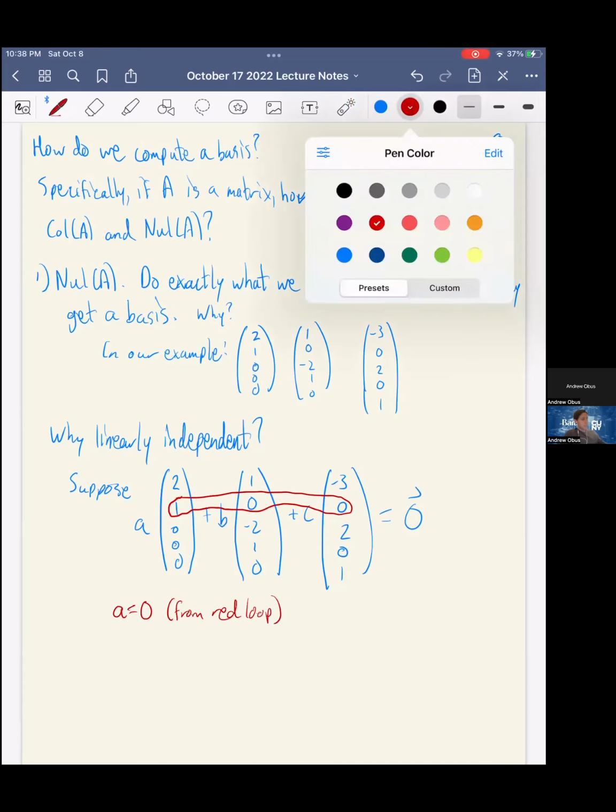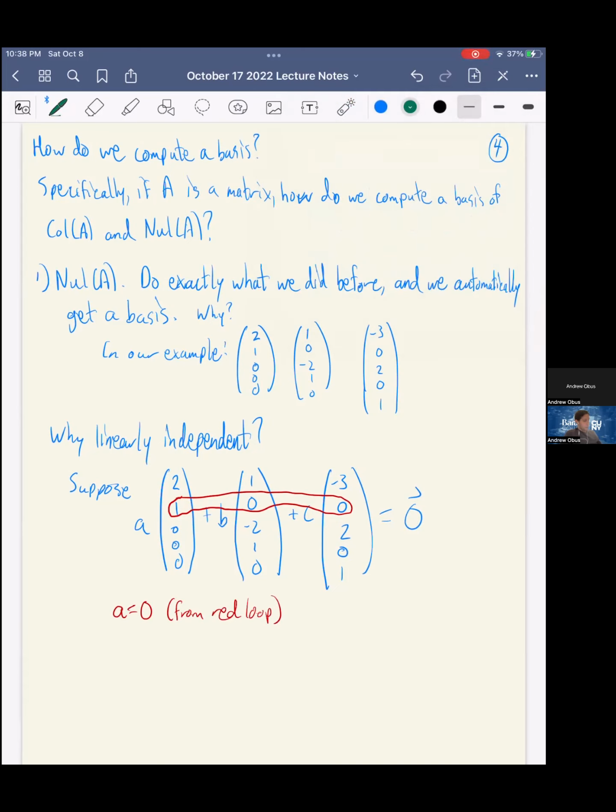Now let's do the same thing, but in a different color, in the fourth position. In the fourth position here, I have 0, 1, 0. So if I take something times this vector, plus something times this vector, plus something times this vector, and get the 0 vector, then it better have a 0 in the fourth position. That means these two don't contribute, so whatever my coefficient of this vector is had better also be 0. So B equals 0 from the green loop.